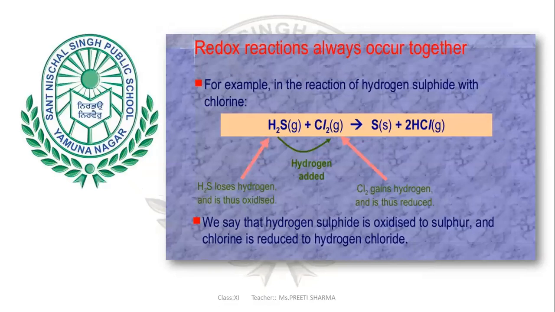Next, second example you can see again, H2S when reacts with Cl2, it forms sulfur plus hydrochloric acid. Again, H2S is being converted into sulfur. It means there is a removal of hydrogen. And if there is a removal of hydrogen, it means oxidation is taking place, right? It means the substance is being oxidized. And in Cl2, hydrogen is being added. It means it is undergoing reduction, right? So we can say hydrogen sulfide is oxidized to sulfur and chlorine is reduced to hydrogen chloride.